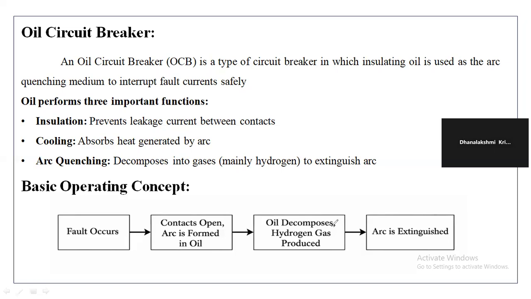Firstly, the hydrogen gas has high heat conductivity and cools the arc, thus aiding the deionization of the medium between the contacts. Secondly, the gas sets up turbulence in the oil and forces it into the space between the contacts, thus eliminating the arcing products from the arc path. So, this is the basic operating concept.